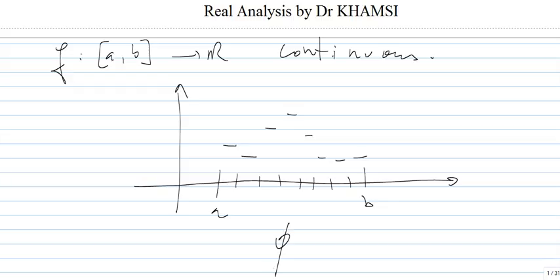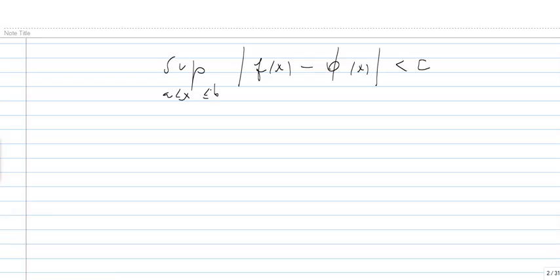In what sense does it approximate f? It means that the sup of |f(x) - phi(x)| is less than epsilon, where x is between a and b. So we call it the uniform approximation. Okay? So how do we do that?